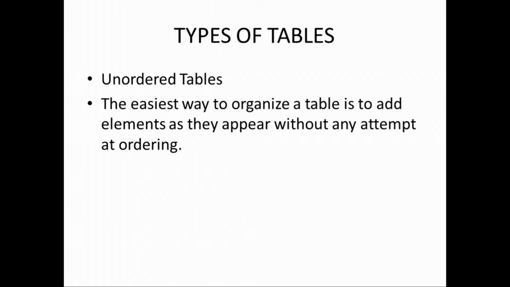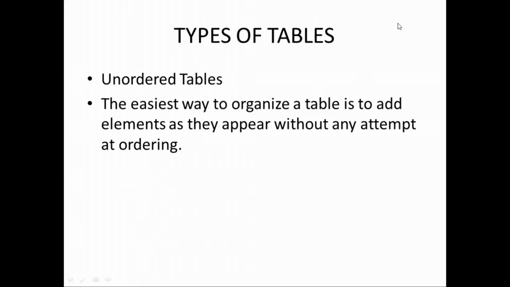There are basically two types of tables. We have the ordered tables, we have the unordered tables. What is unordered tables? The easiest way to organize a table is to add elements as they appear without any attempt at ordering. That means as the data comes, you just pile them up. You just arrange them in that order as they come.